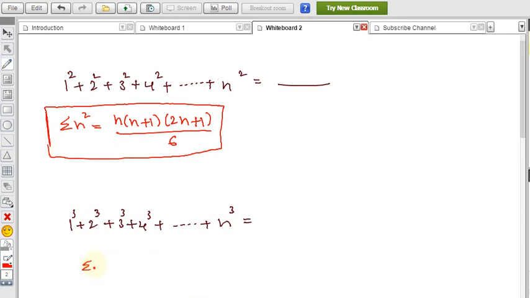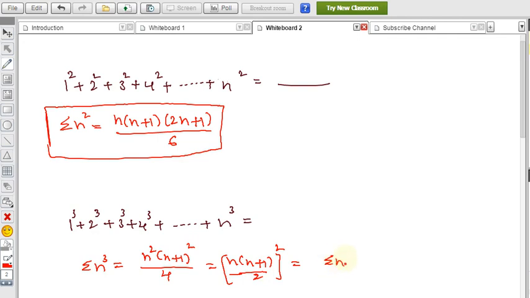Now sigma n cube, the sum of the cubes of the natural numbers, is n square into n plus 1 square by 4. Or we can write n into n plus 1 by 2 whole square. Actually n into n plus 1 by 2 is sigma n, right? You have seen previously. So sigma n whole square. So the sum of the natural numbers whole square is sigma n cube.